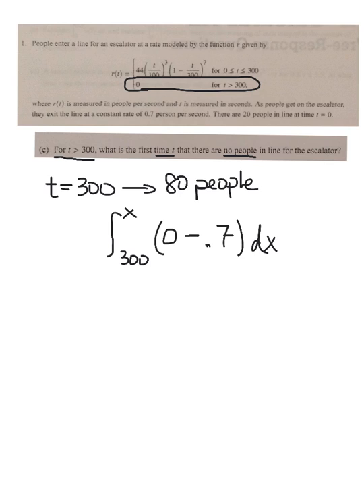Okay, now this integral right here gives us how many people, but don't forget we have that initial amount from part B. So we really have to have 80 plus that. Okay, so we started with 80 people plus this. And what do we want all of this to equal? What do you think? What number represents no people? So we want this to equal 0, don't we?